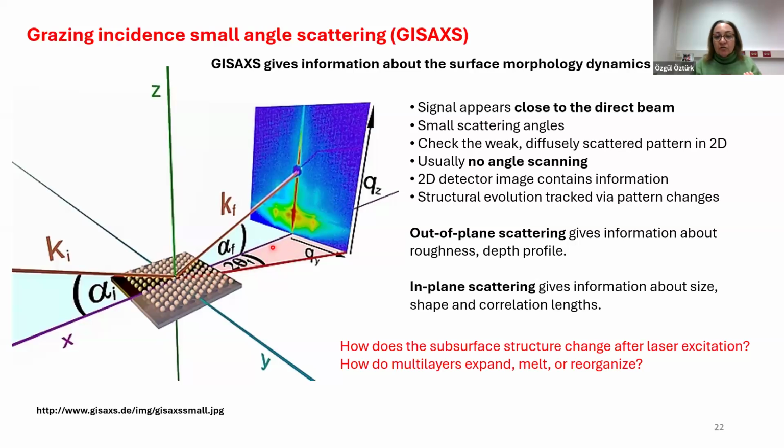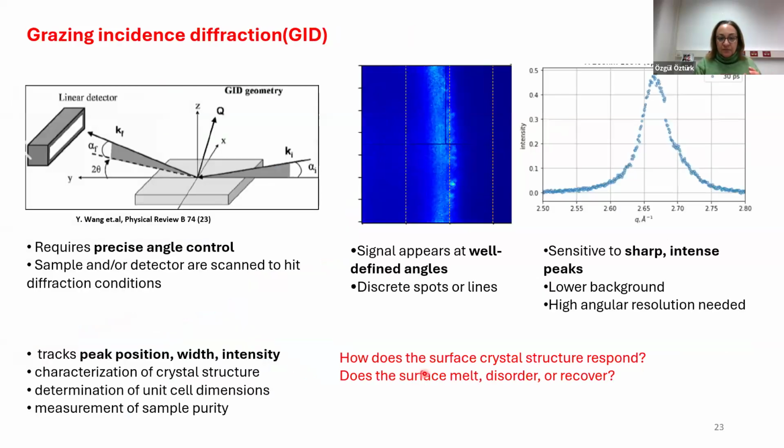So you can have out-of-plane scattering and in-plane scattering. These both give different information. Out-of-plane scattering gives information about the roughness and depth profile, while the in-plane scattering gives me information about the size, shape, and correlation length. So basically, GISAXS answers how does the subsurface structure change after laser excitation? How do multilayers expand, melt, or reorganize after laser excitation?